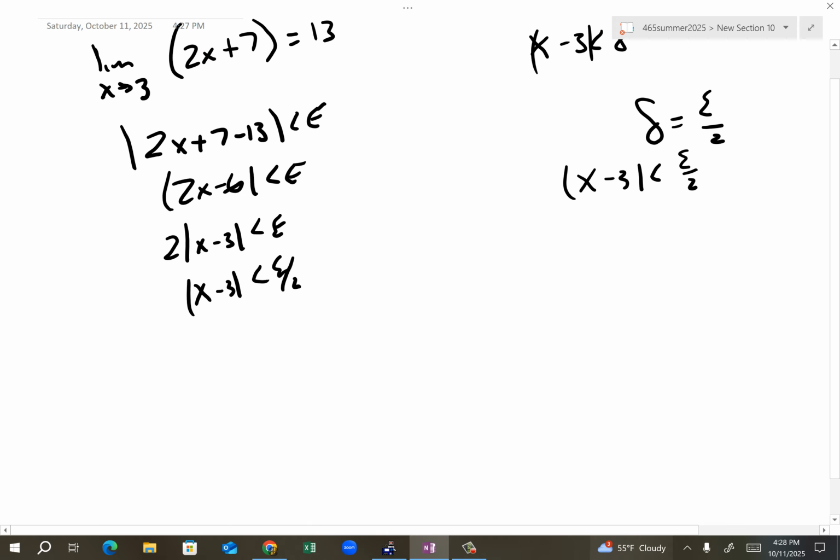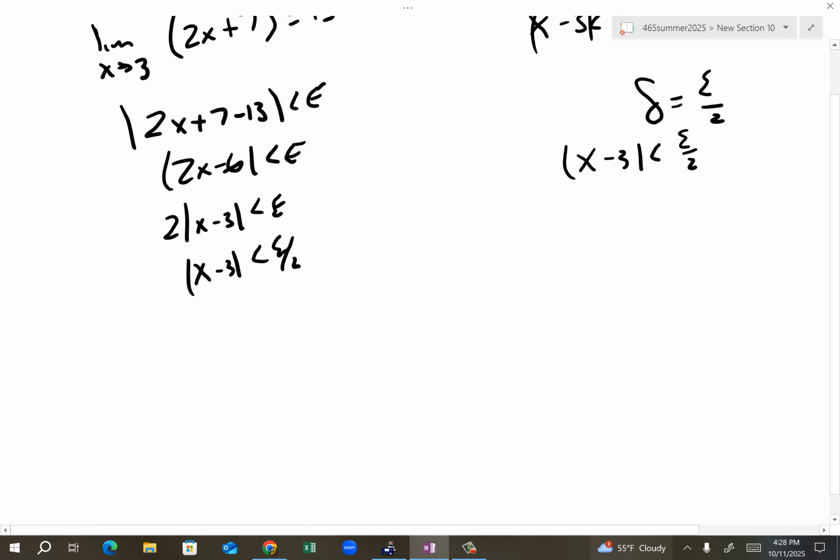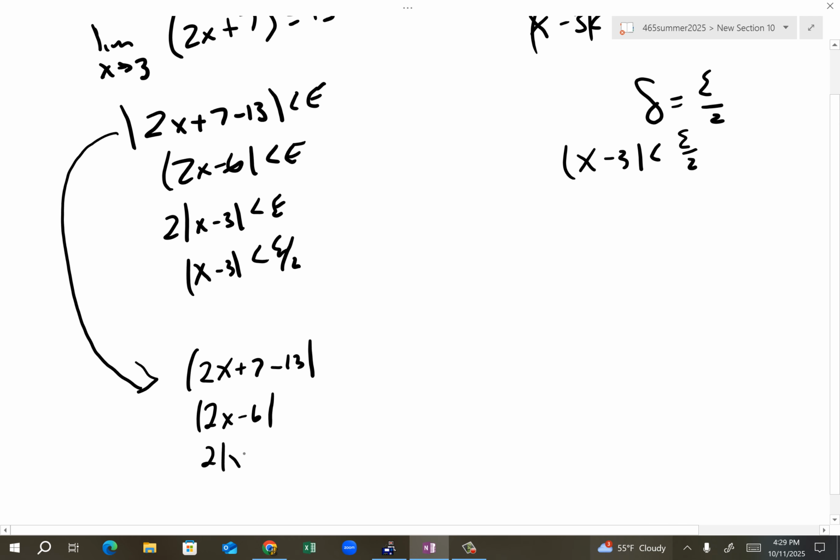Okay? So you're like, I know, I see that. It's literally here, but watch carefully. So what I mean is I'm going to come back from the top, and I'm just going to write this as 2x plus 7 minus 13. I'm ignoring the other side for right now. 2x minus 6, 2x minus 3. You with me on this?